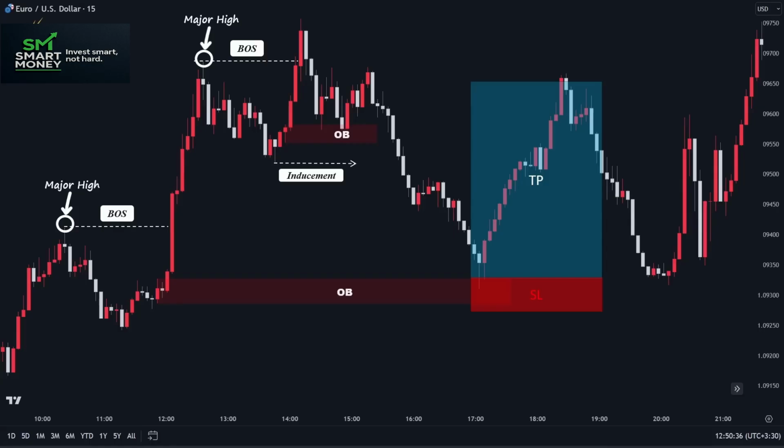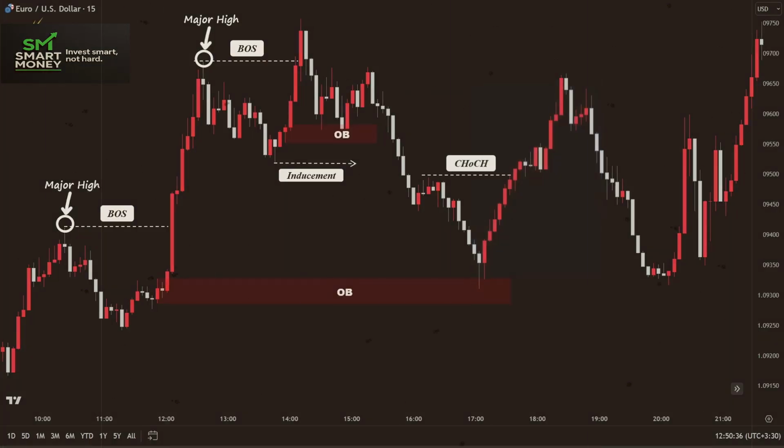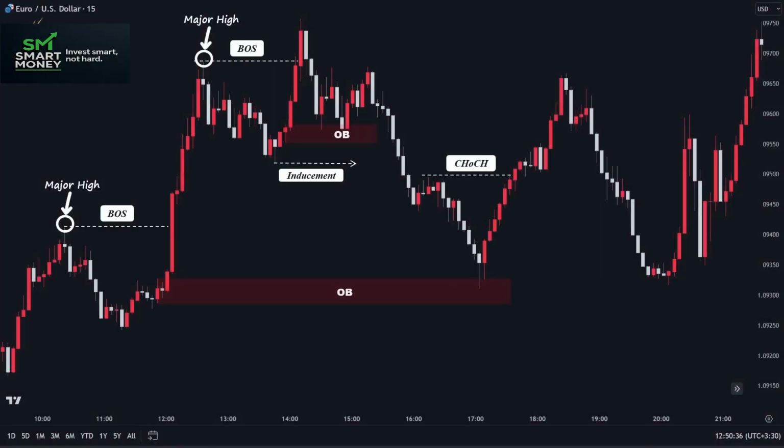Continuing, we see that the price has formed a change of character pattern by breaking and closing this structure. After the emergence of the change of character, it is crucial to wait for the price to take out the inducement before considering long or short trades and entering the market.